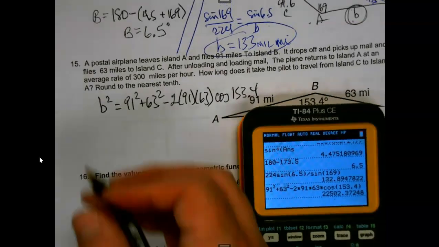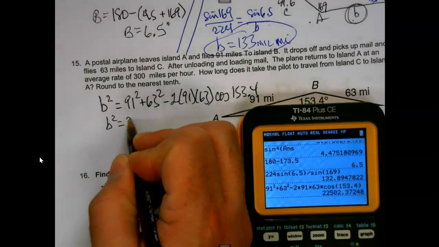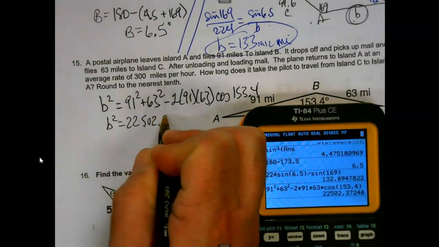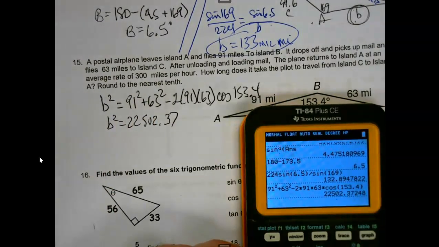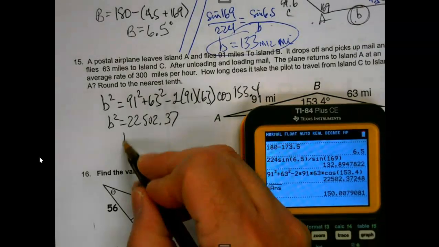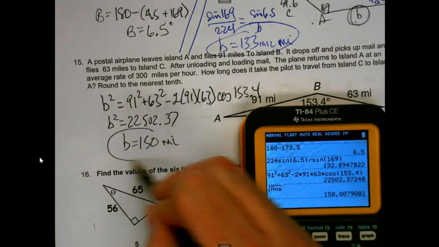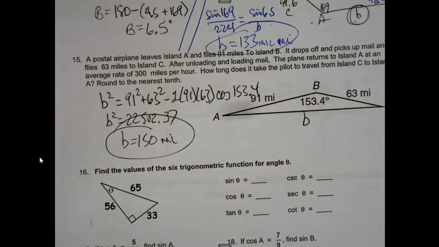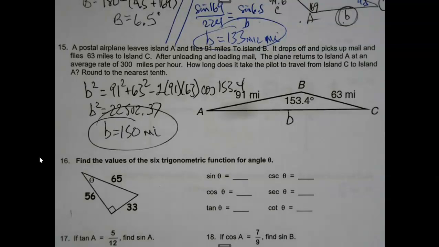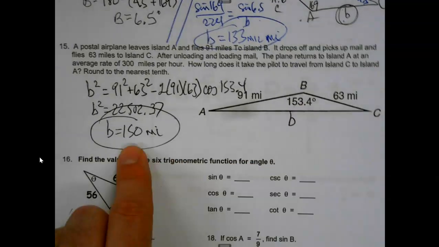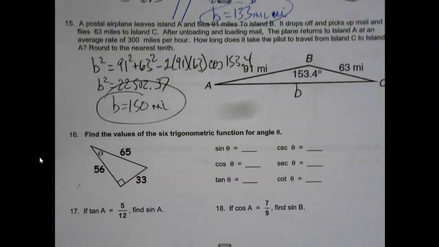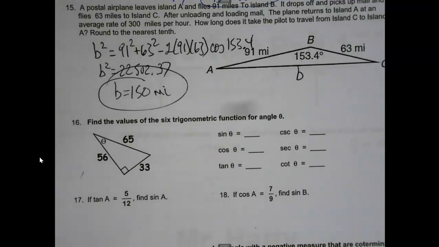Okay, so we need to take the square root of that big old number. No need to go to a tenth. We got it. Okay. Biggest angle, biggest side. Bam. Find the values of the trig function for angle theta.